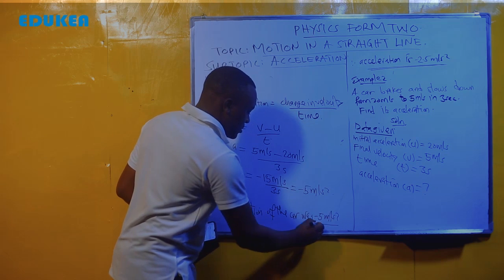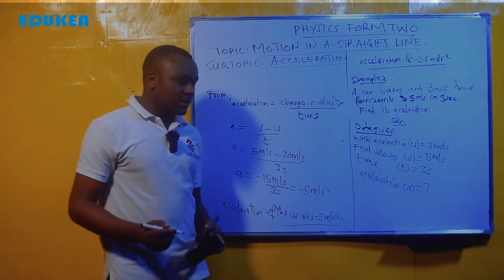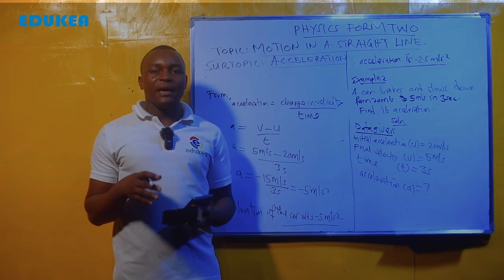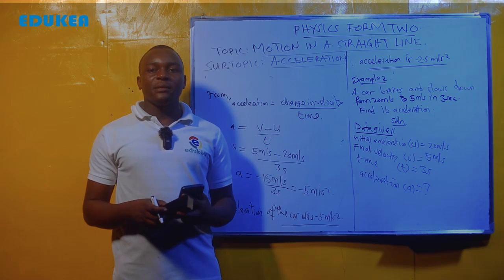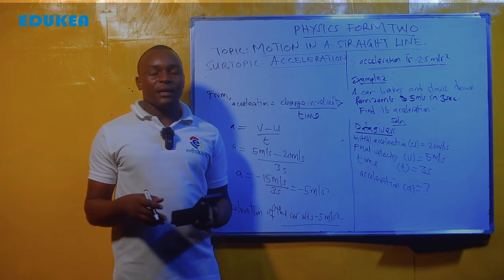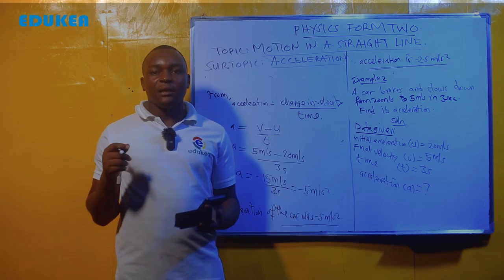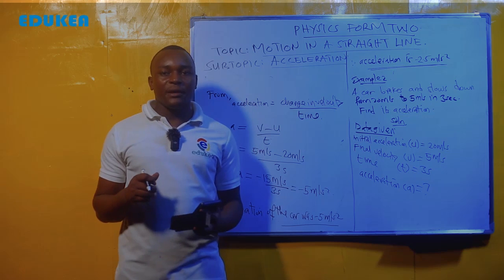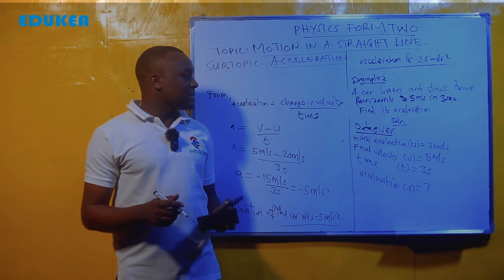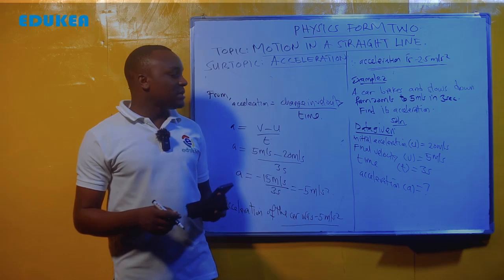That is how you can find the acceleration. But when we say negative acceleration, we mean a retardation. Acceleration which is negative means it is retardation. Now let's look at another example.